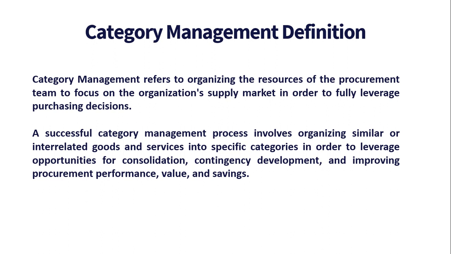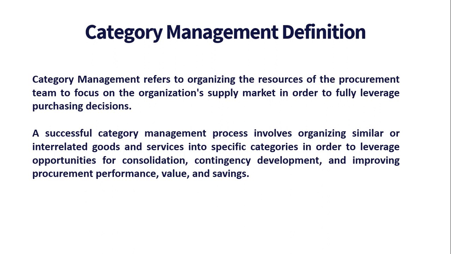The process involves organizing similar or interrelated goods and services in specific categories. This way we can leverage the opportunity for consolidation. So if I receive a request from the marketing team, from the IT team, from warehouse, from finance, from engineering, and it's the same item that they want to order, I can put all of these orders, even though from separate departments, under one umbrella, under one category, and I can place one big order with the supplier.